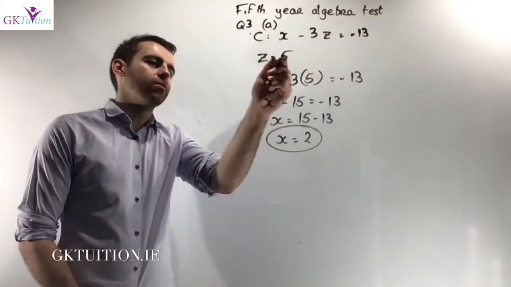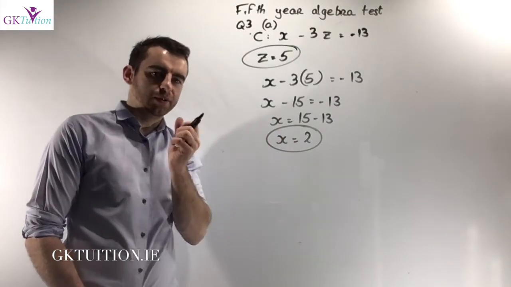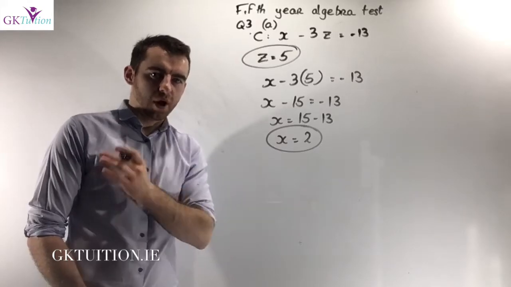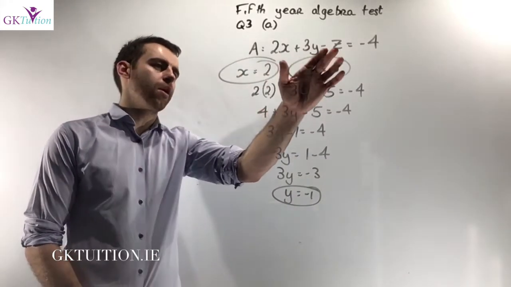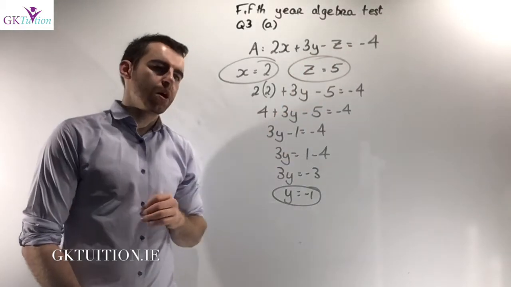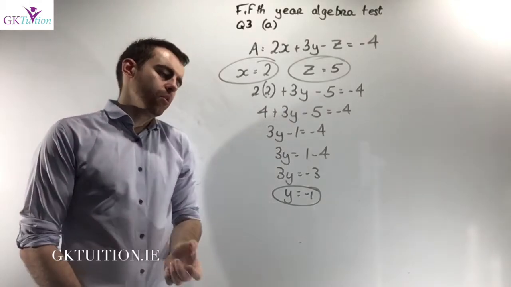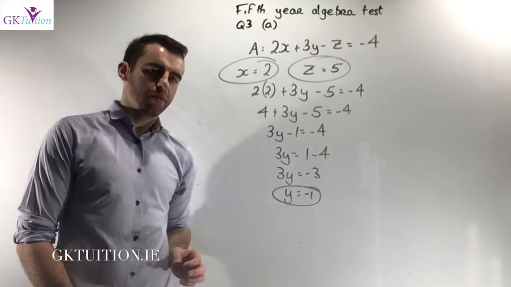Now that I know that z equals 5 and that x equals 2, I can sub both of these into either equation A or equation B, and I can find the value of y. So I decided to use equation A, which was 2x plus 3y minus z equals minus 4. I subbed in x equals 2 and I subbed in z equals 5. When I worked my way through it, it was relatively straightforward. I ended up with y is equal to minus 1.